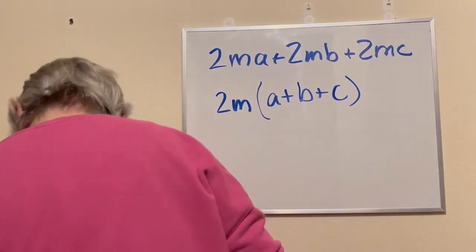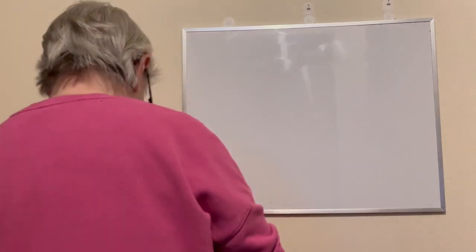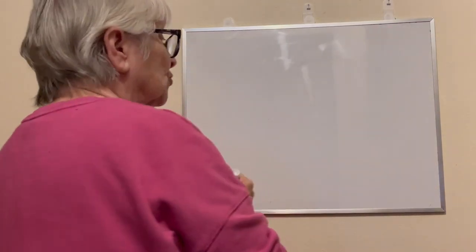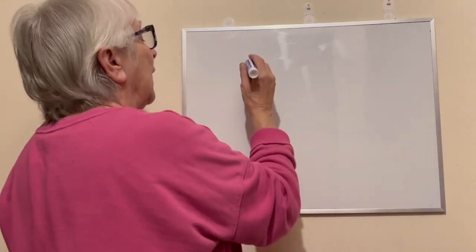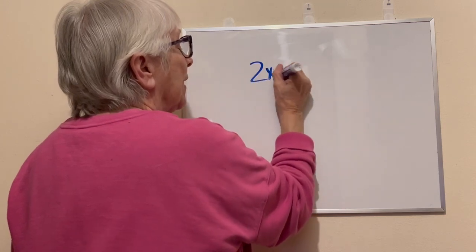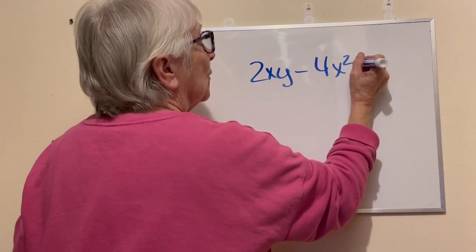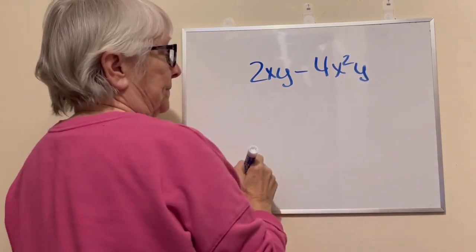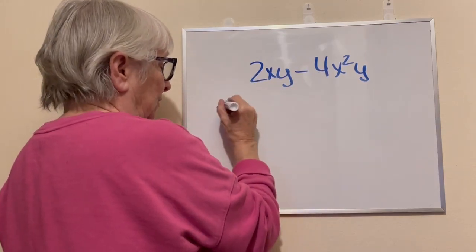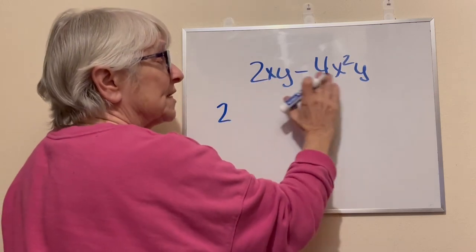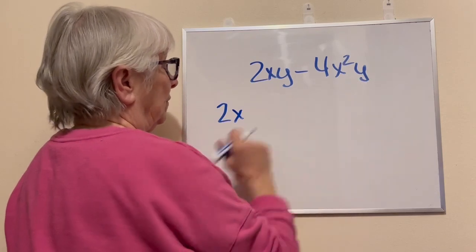Okay? I'm going to try one more that's a little bit trickier, just to prove a point. Okay? I'm going to have 2xy minus 4x squared y. Okay, I can factor a 2 out of both of these. So I know I have a 2. I can factor an x out of both of these. And I can factor a y out of both of these.